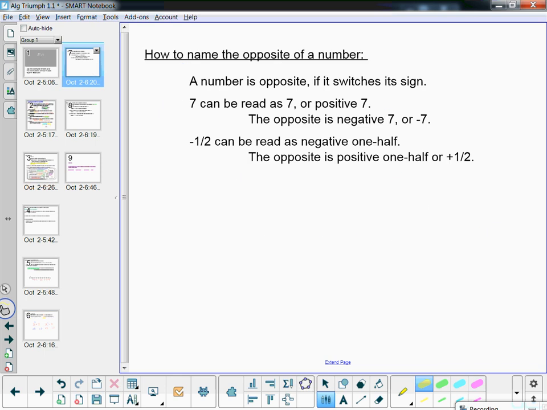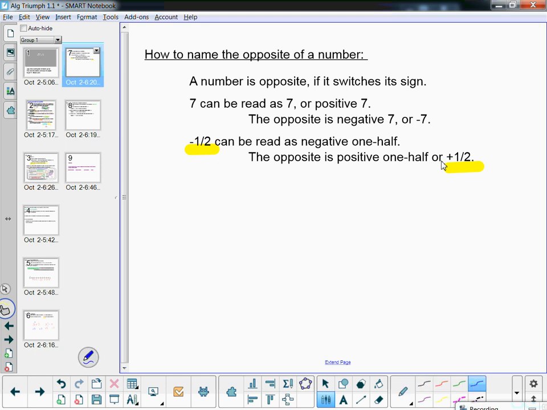How to name the opposite of a number. A number is opposite if it switches its sign. 7 can be read as 7 or, remember, positive 7. The opposite of 7 is negative 7. Why? Because 7 is the same as positive 7. Negative 1/2 can be read as negative 1/2. The opposite is positive 1/2, or plus 1/2. Minus 1/2, negative 1/2. Plus 1/2, positive 1/2.